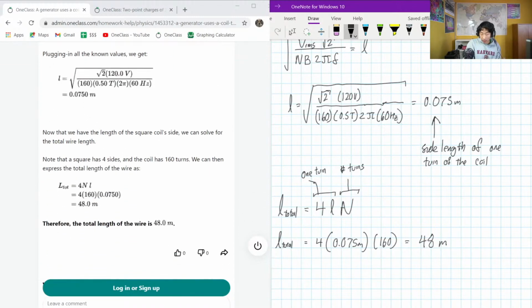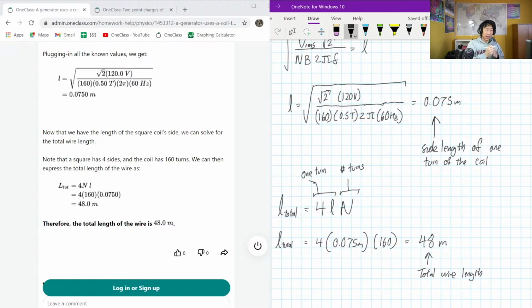Is that what we got here? Yeah, okay, so this is the total wire length. And this is a fairly reasonable answer. Like 48 meters, it might take you 5 or 6 seconds to sprint that at full speed, but it is reasonable to see a coil that long because they are really rolled up 160 times.